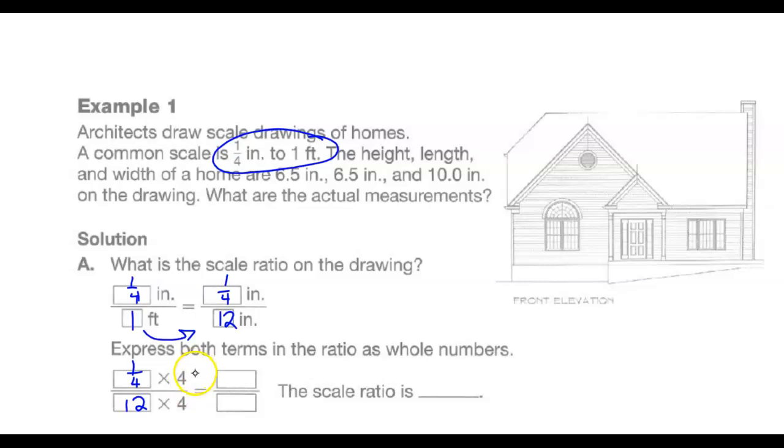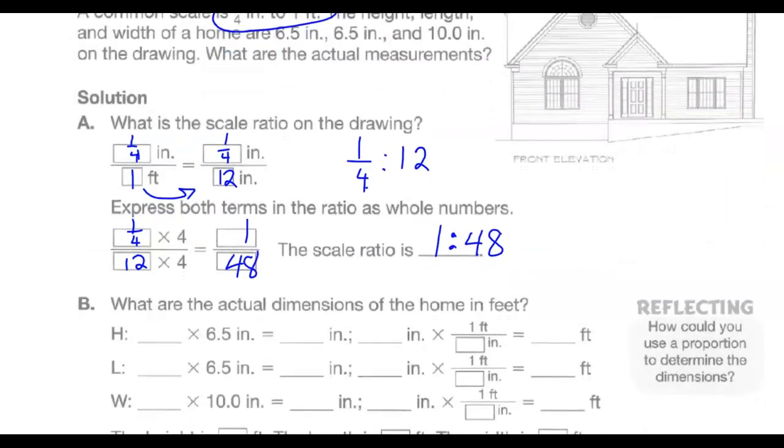Multiply both by 4 because we don't want a fraction in our scale. That's still not in proper form because there's a fraction there. So we want to multiply both by 4 to get 1 to 48. So now we typically show a scale in colon form. Okay, so that means the scale factor is 48. So that means we're going to multiply each dimension by 48.